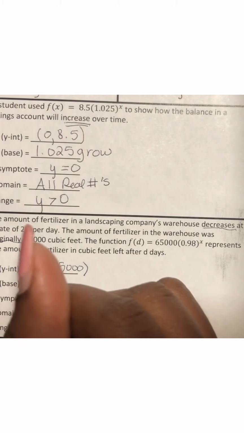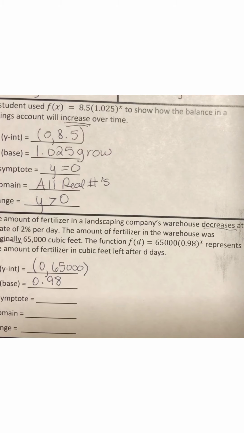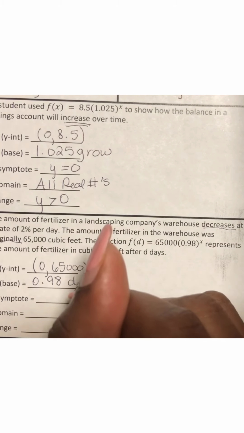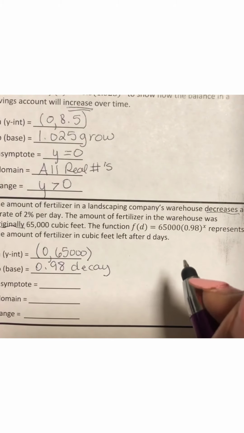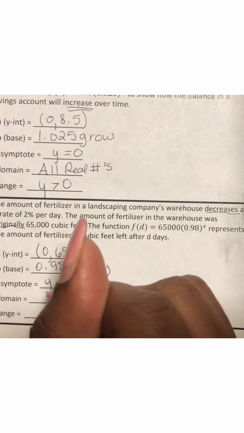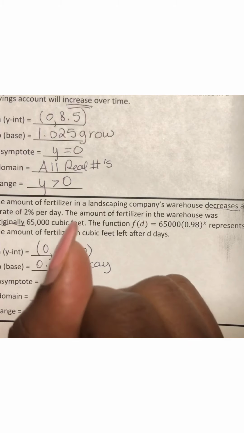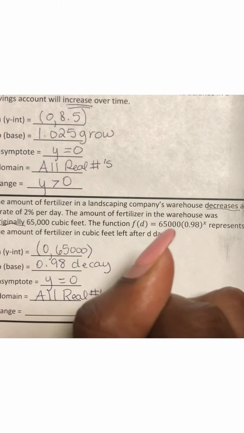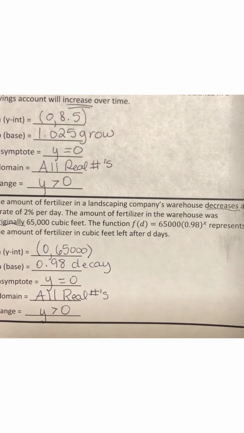Our base is 0.98. This number falls between 0 and 1, so we know that we will have a decay. The asymptote is, correct, y equals 0. Our domain is all real numbers. And our range is y is greater than 0.